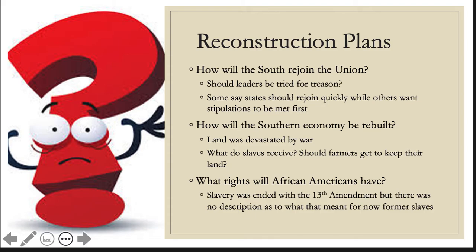And the last question, not the last, but one of the last major questions is what rights do African Americans have? While we see the 13th Amendment ending slavery, there's nothing describing what we do next. There is no description of what rights African Americans do or don't have, what it means to be a former slave, what it meant to be a freedman. So we have a lot of questions to answer in these Reconstruction plans.